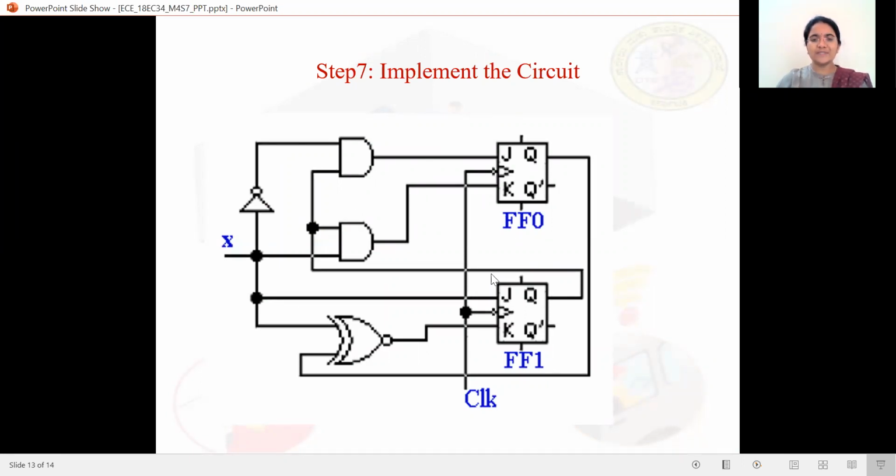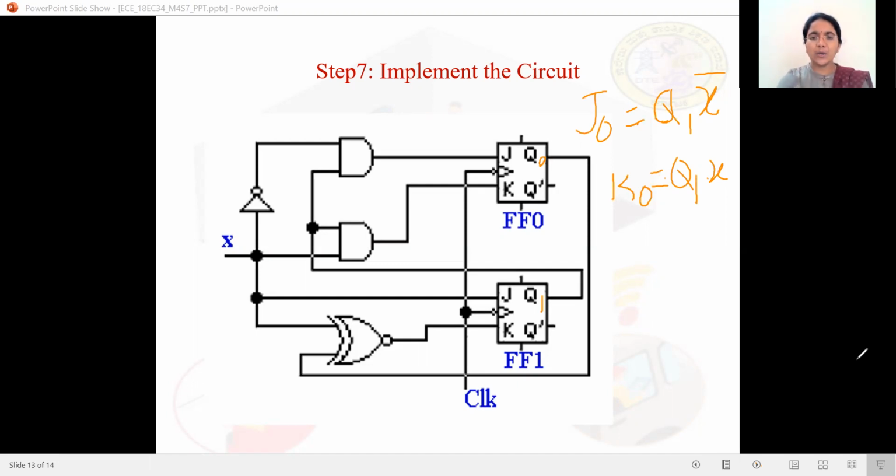Here we have two JK flip-flops, where we have two inputs for each flip-flop, J and K. The input for J1 is X. For J naught, the input is Q1 dot X bar, and K naught is Q1 dot X.